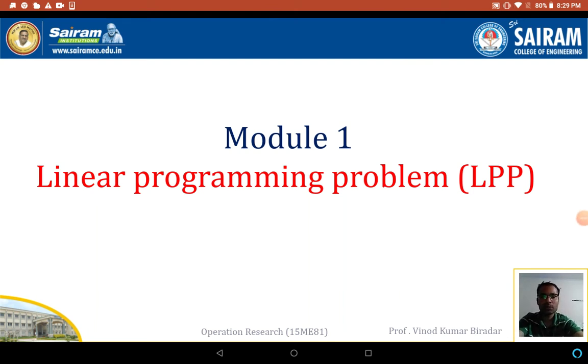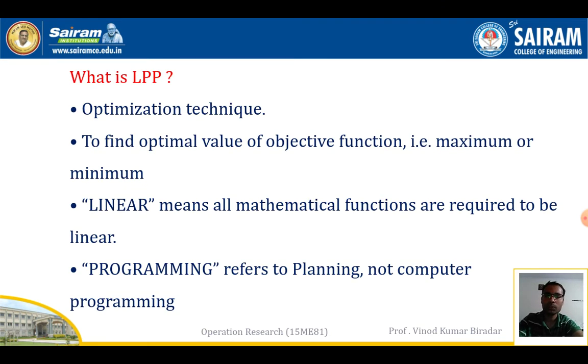Today we will discuss the second part of module 1, that is the linear programming problem. It is shortly called LPP. Before solving this type of problem, we will understand what we mean by LPP, that is linear programming problems. It is an optimization technique, a systematic technique to find the optimal value of an objective function, that may be either maximum or minimum.